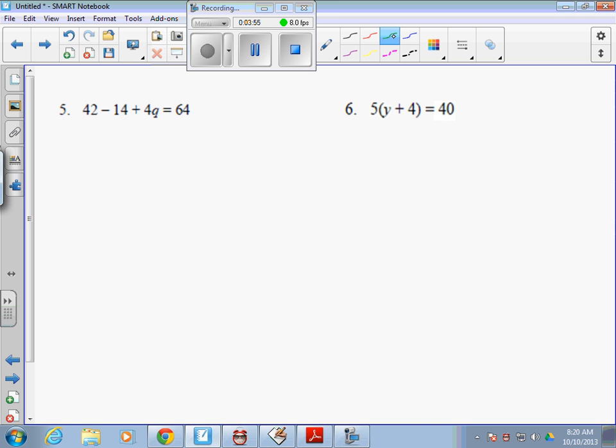5 says 42 minus 14 plus 4q equals 64. You just have to combine your like terms, 42 and negative 14. Remember, the sign in front of it is the one that goes with it. So 42 minus 2 would be 40. So when you take 12 away from 40, it's going to leave you with 28. So positive 28 plus 4q equals 64.